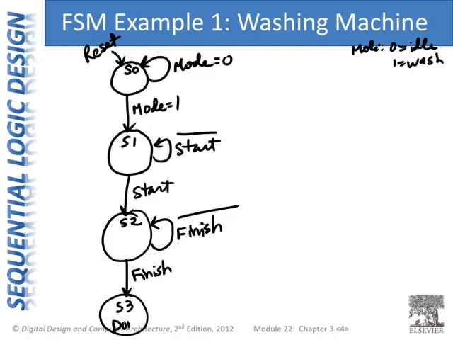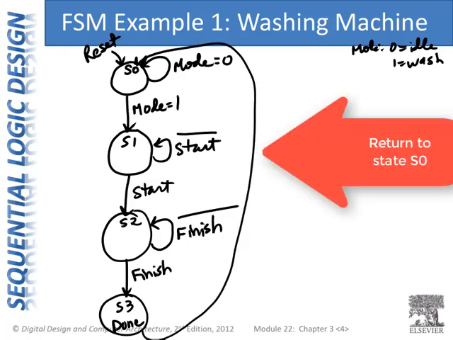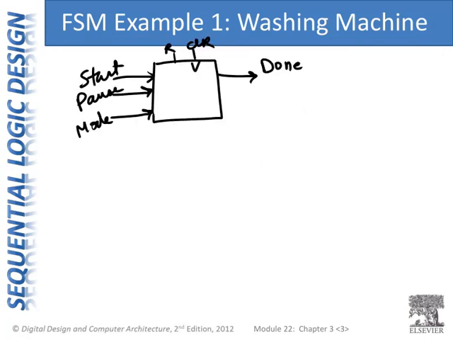At that point, maybe it asserts the done signal, connected to a buzzer, waiting for the washer to be activated again. So we can add this finish input that indicates when the washing cycle has been finished.